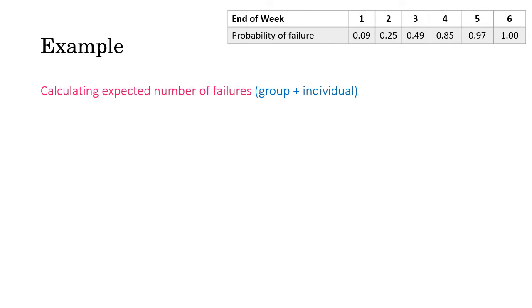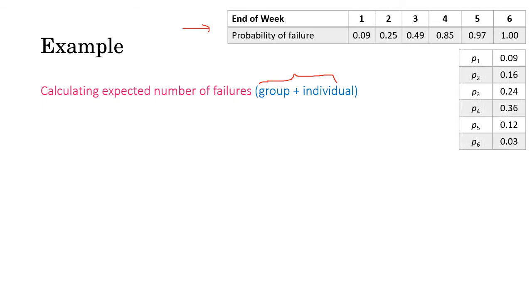Okay, so let us calculate the expected number of failures. And remember that when we are calculating the expected number of failures at the end of each week, we are going to consider both group failure as well as individual failure. And this is the data from the previous slide, which gives us the probability of failure at the end of each week. And this is the data about the probabilities of failure between the subsequent weeks.